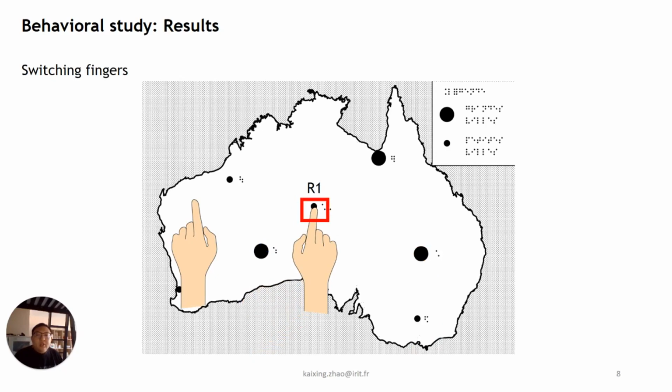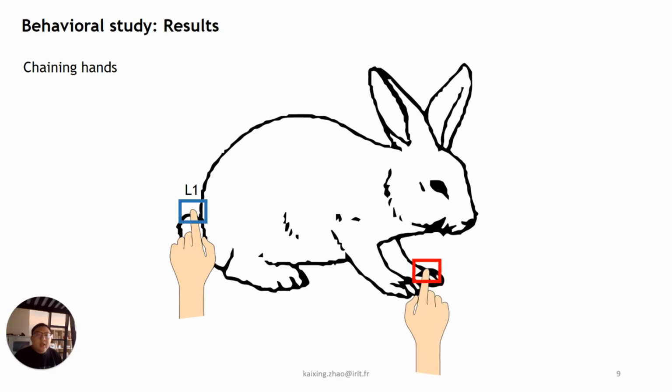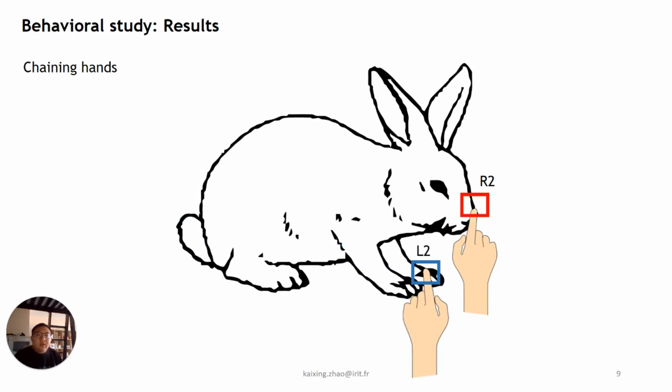Now, an example of switching fingers. The two hands are used alternatively as an anchor in this pattern. Finally, the chaining hands pattern. In this pattern, one hand always follows the tactile fixation of the other hand.